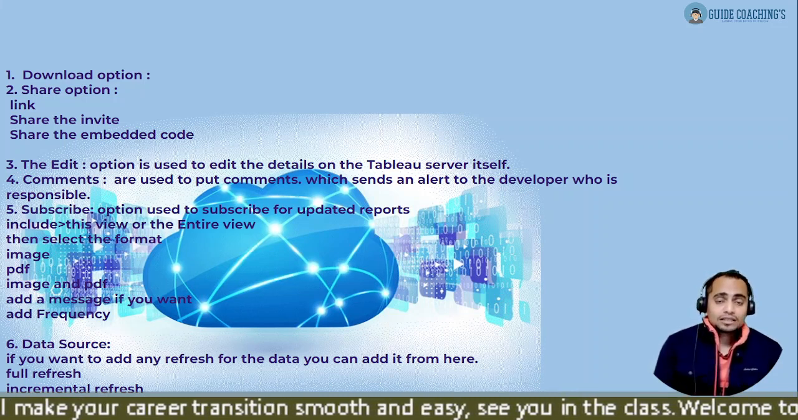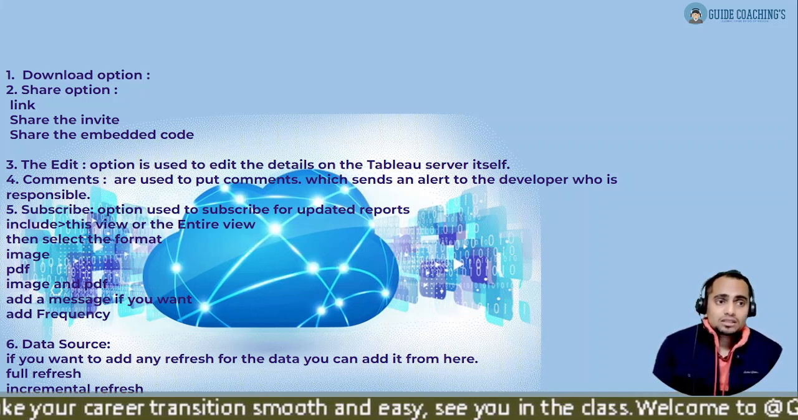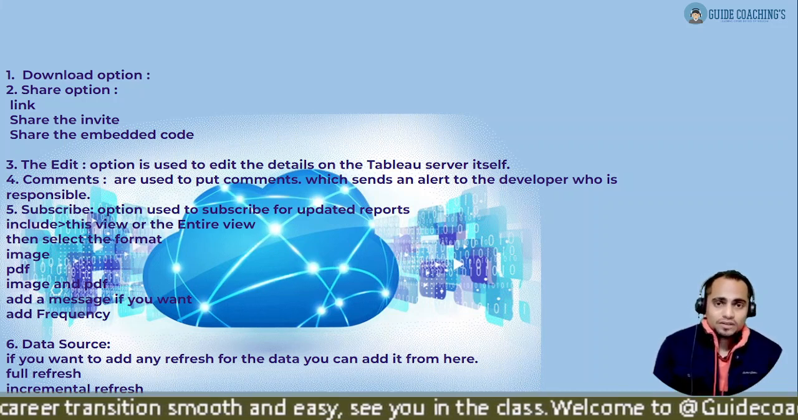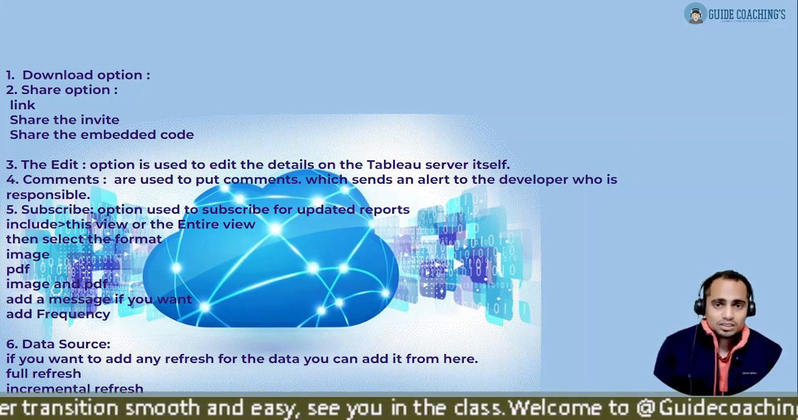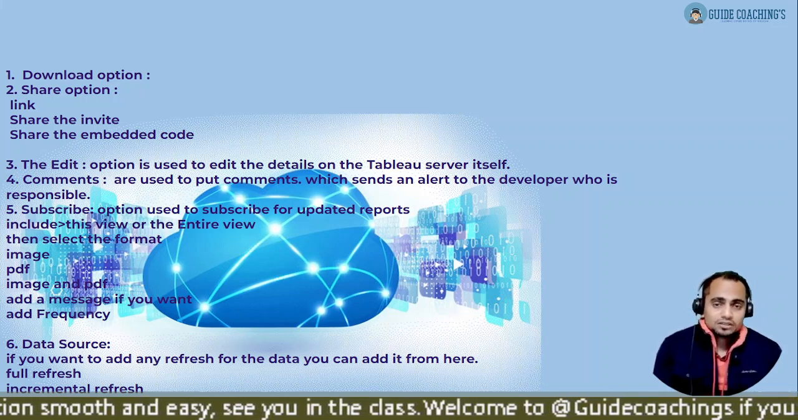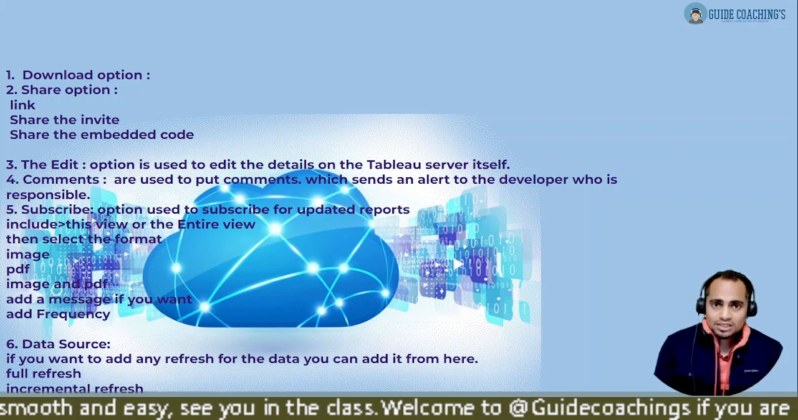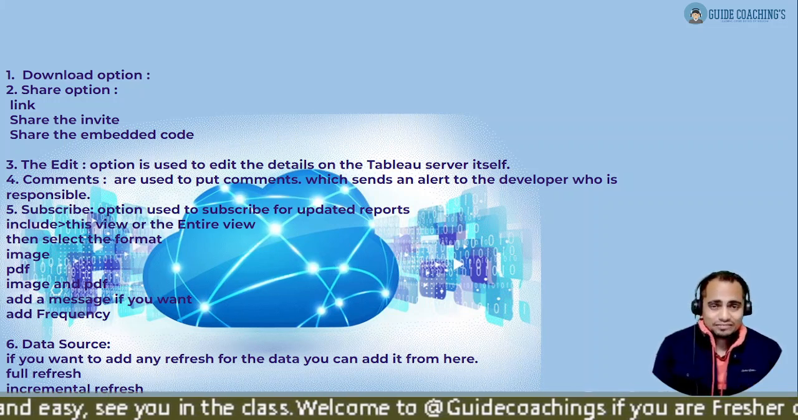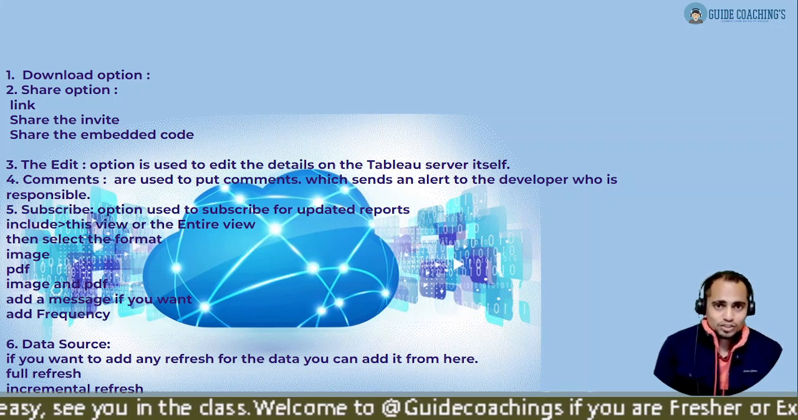Then we can add the frequency. Frequency is nothing but daily, monthly, weekly. These types of frequency we can add when we want the subscription and when we want the data source to be refreshed. We can set it up in the subscribe section. Then the sixth and the most important point which we will be seeing today is the data source.